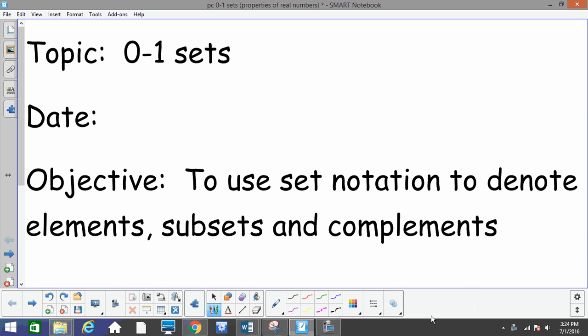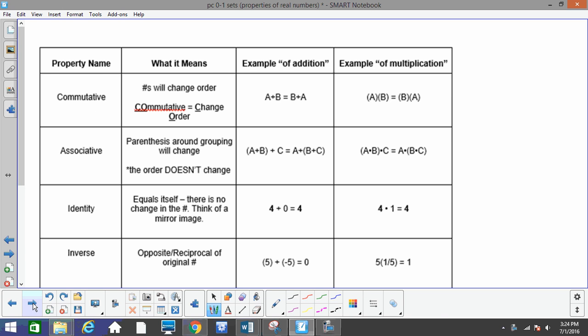All right, today we are doing 0-1 sets. Our objective, we're going to use the set notation to denote elements, subsets, and complements. Well, in reality, we're going to be talking more about the properties of numbers. So let's talk about some property names and what they mean.